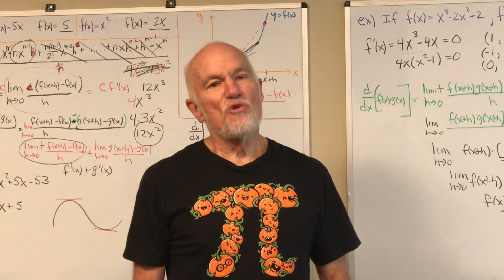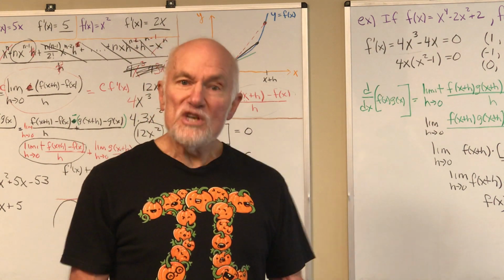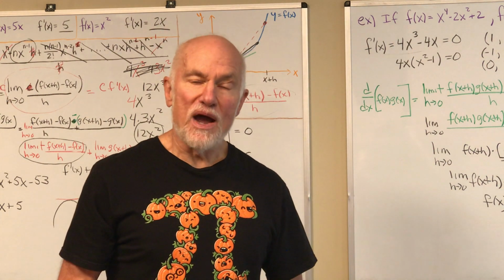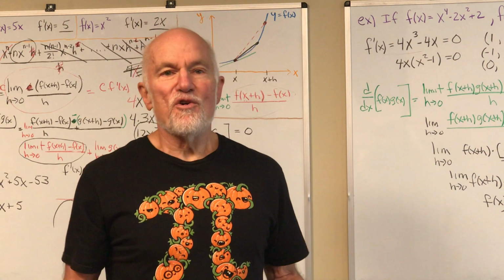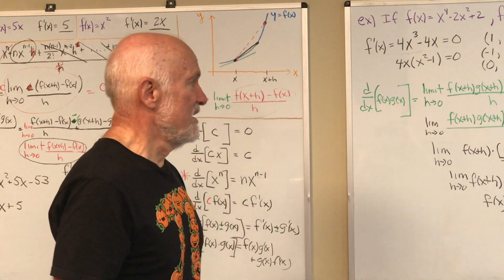Unfortunately, derivatives aren't quite as much our friends as limits. We wish the answer had just turned out to be f prime of x times g prime of x, but unfortunately it doesn't work out that easy. But at least we know how to do it.